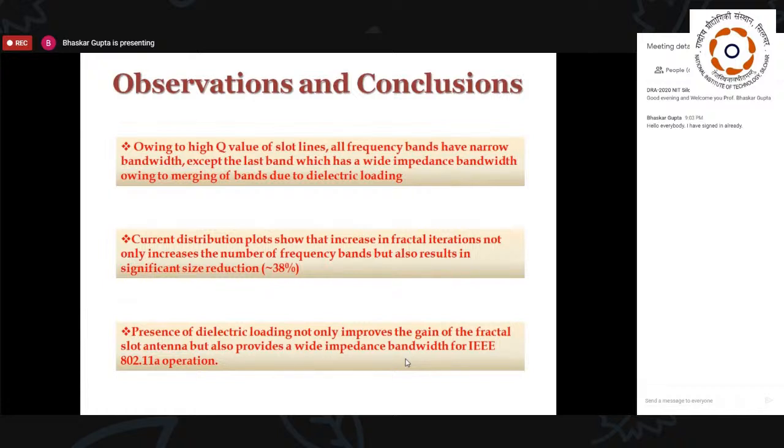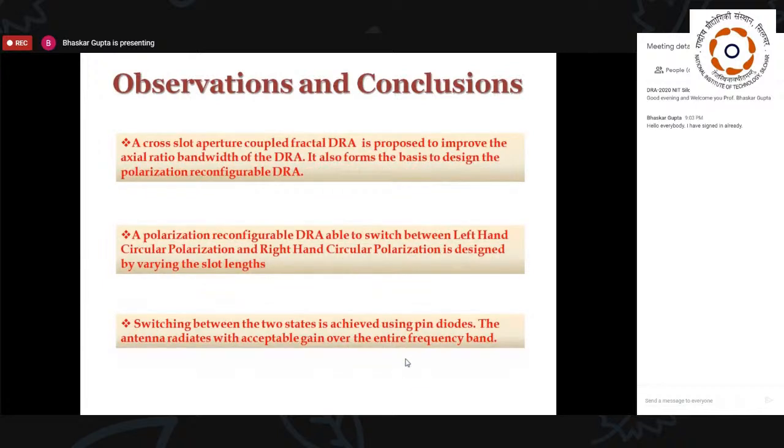Current distribution plots show that an increase in fractal iterations not only increases the number of frequency bands, but also results in significant size reduction. Another very important point: compactness of the order of 38% was achieved in terms of fundamental frequency. The presence of dielectric loading not only improves the gain of the fractal slot antenna, but also provides a wide impedance bandwidth for IEEE 802.11a operation. As I said, this is a band very much amenable to.